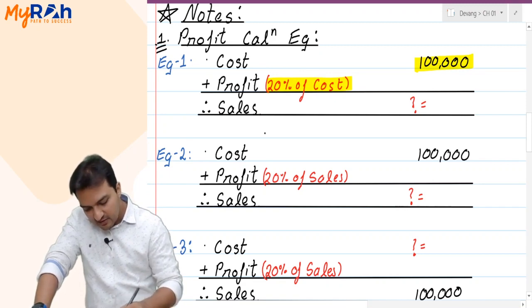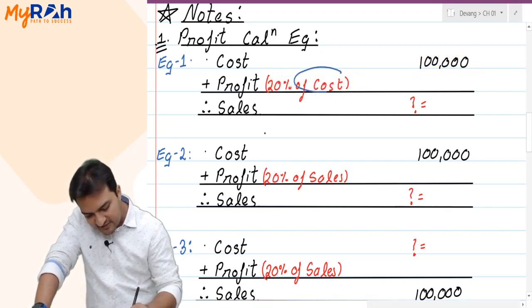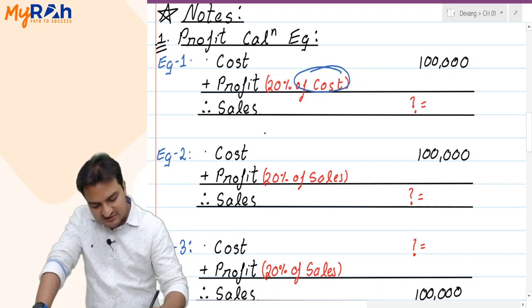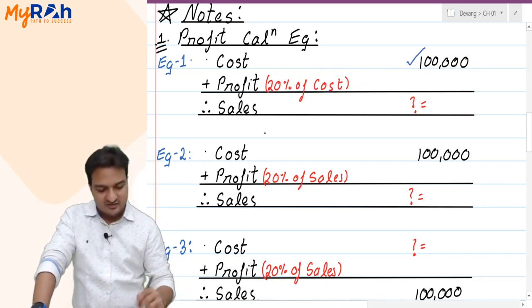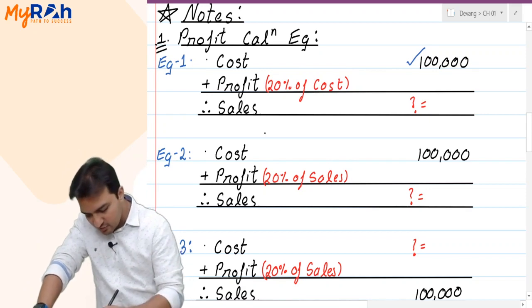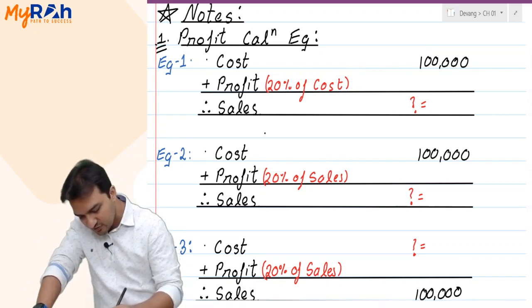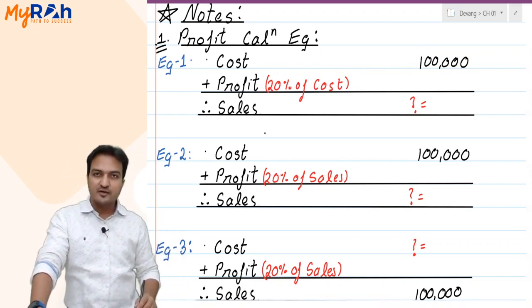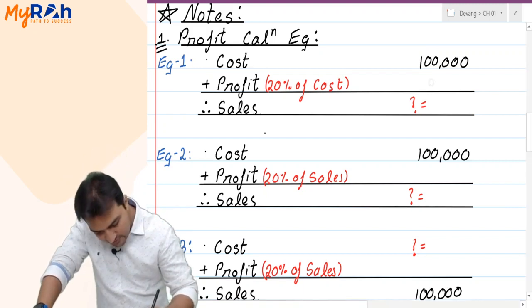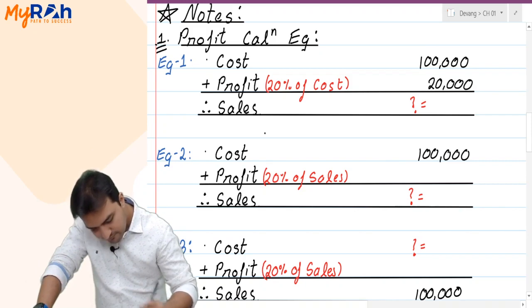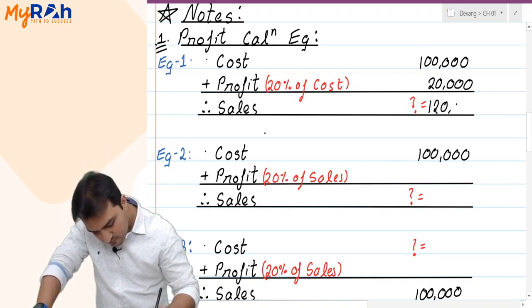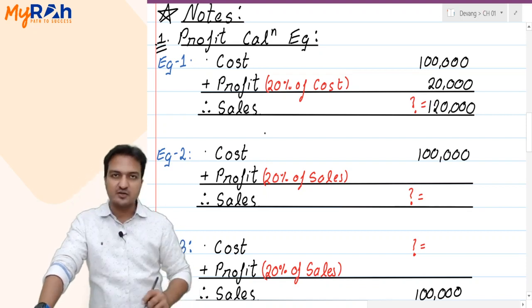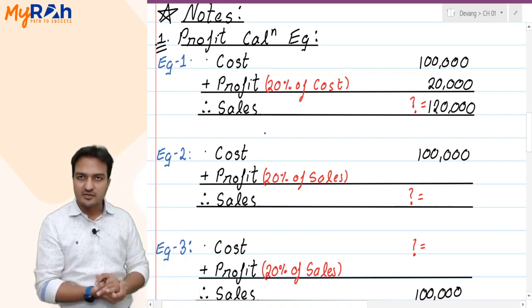Now, if the cost is given 1 lakh, and profit is given as 20% of cost, how do you find sales? Simple. On that cost 1 lakh, you add the profit, that will give you the sales. So cost is already given 1 lakh plus profit 20,000 will give you sales as 1,20,000. Direct working, no new calculations there.